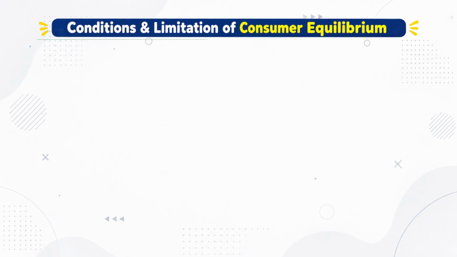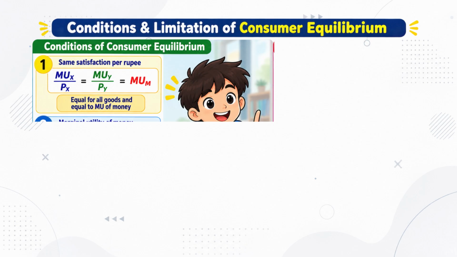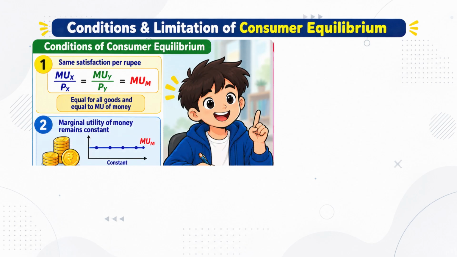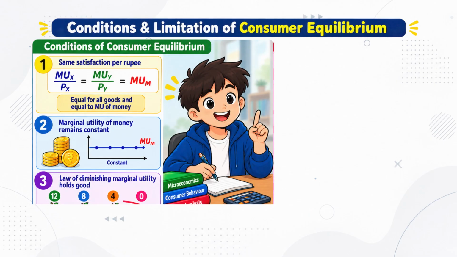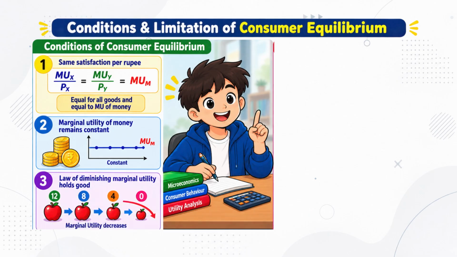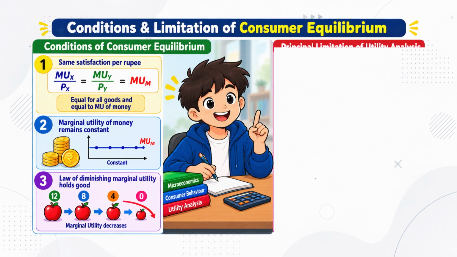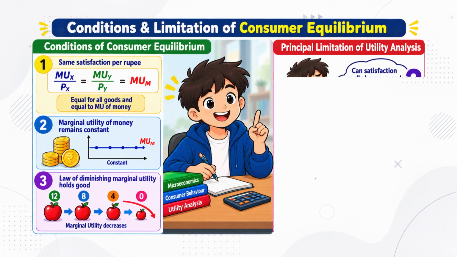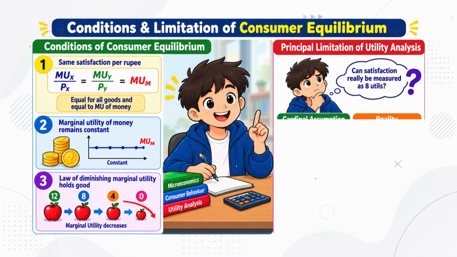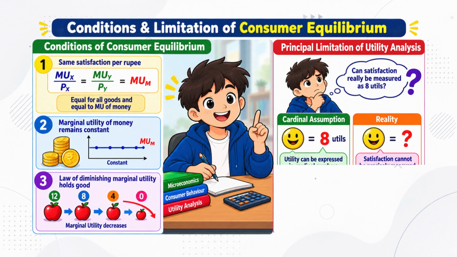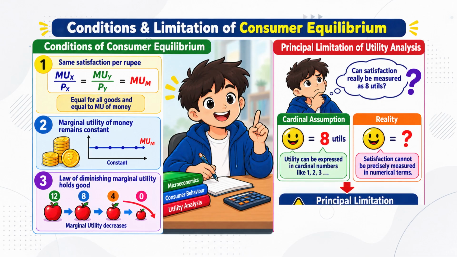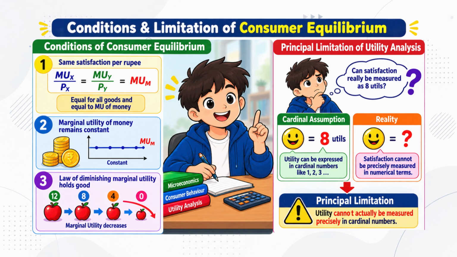Now, let us look at the conditions for consumer equilibrium. First, satisfaction per rupee should be the same for all goods purchased and should be equal to the marginal utility of money. Second, the marginal utility of money should remain constant. Third, the law of diminishing marginal utility should hold. Finally, let us look at the principal limitation of utility analysis. Utility analysis assumes that utility can be measured in cardinal numbers, such as 1, 2, and 3. However, satisfaction cannot actually be measured precisely in numerical terms.